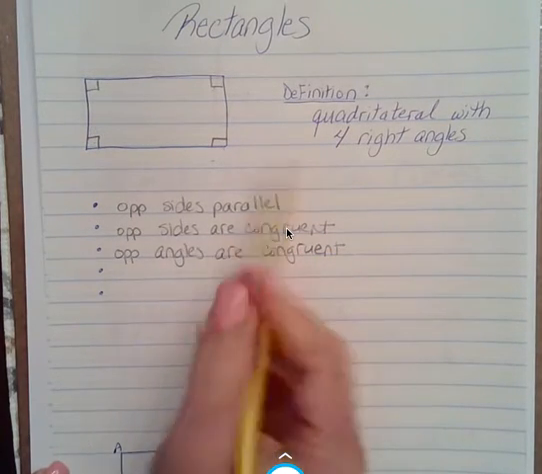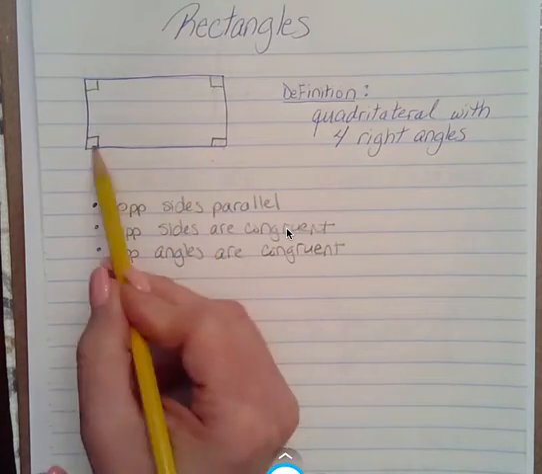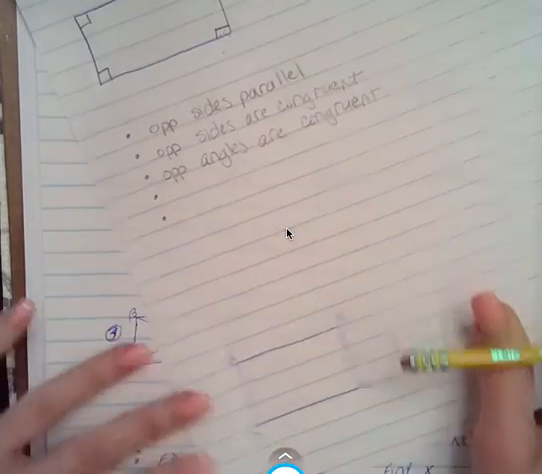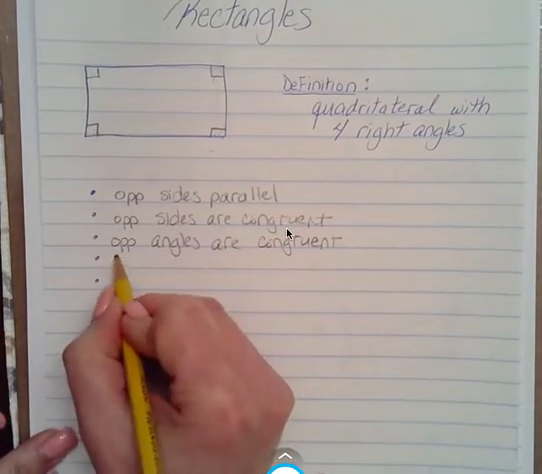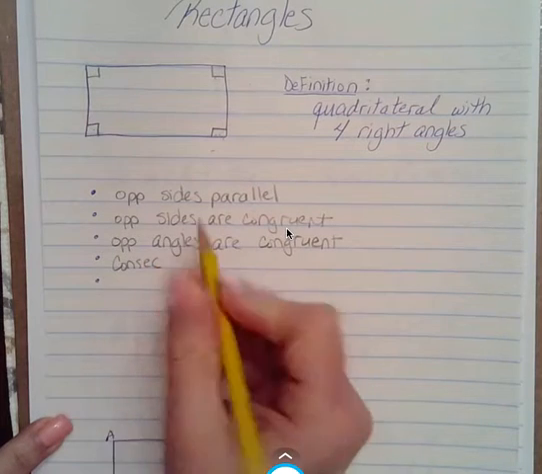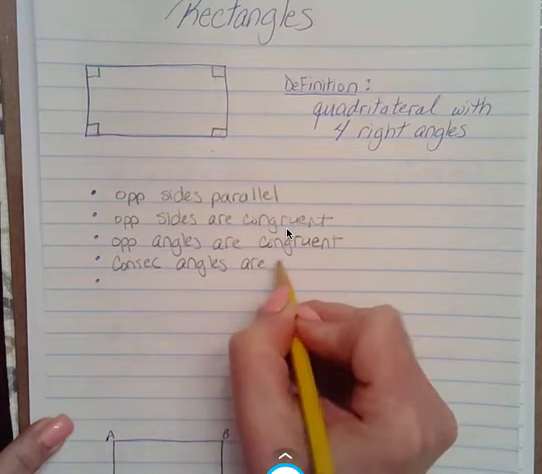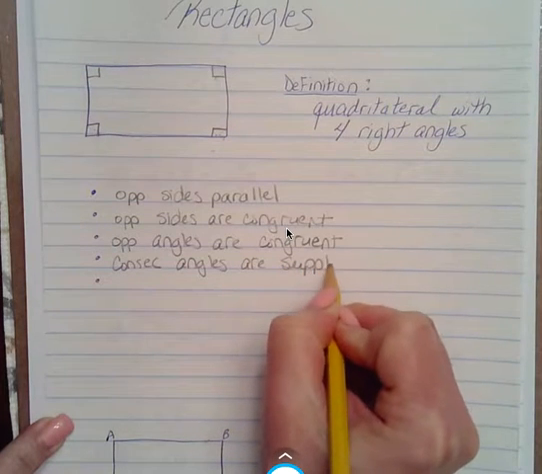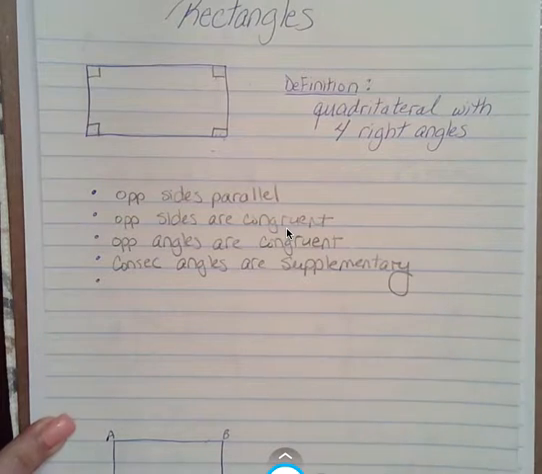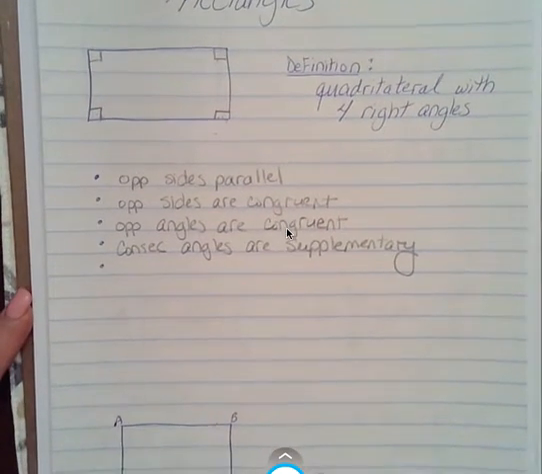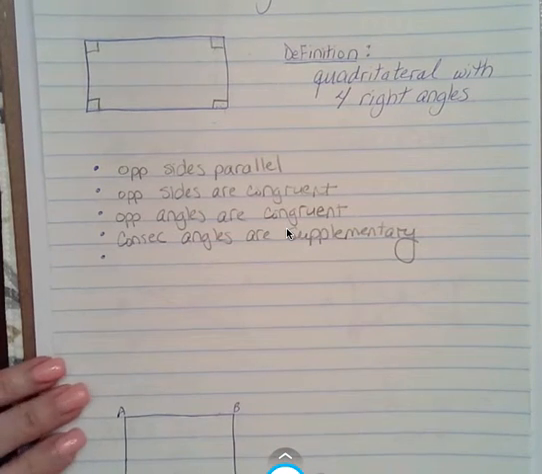And it also follows that the consecutive angles are supplementary. These add to 180. And so do these and all the way around. So consecutive angles are supplementary. And then the last thing that we learned about parallelograms for a property is that the diagonals bisect each other.